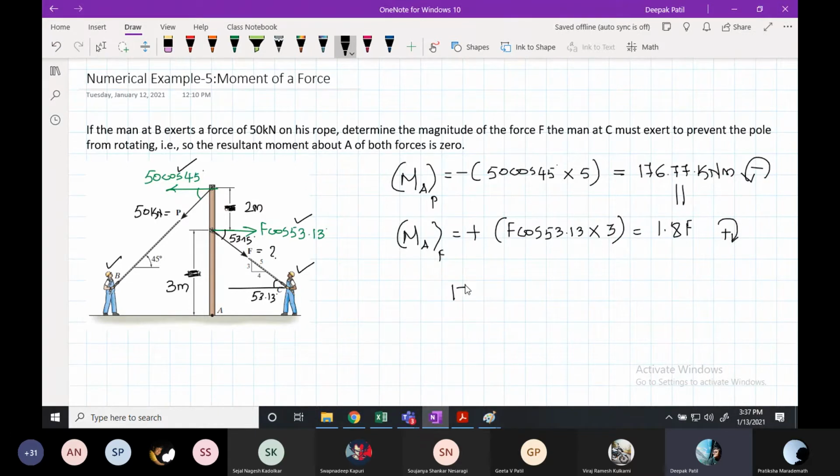That is 176.77 should be equal to 1.8 F. So from this, I can get the value of F. That is 176.77 divided by 1.8. So the force which you need to produce to make the pole stand straight and not rotate is 98.2 kilonewtons.